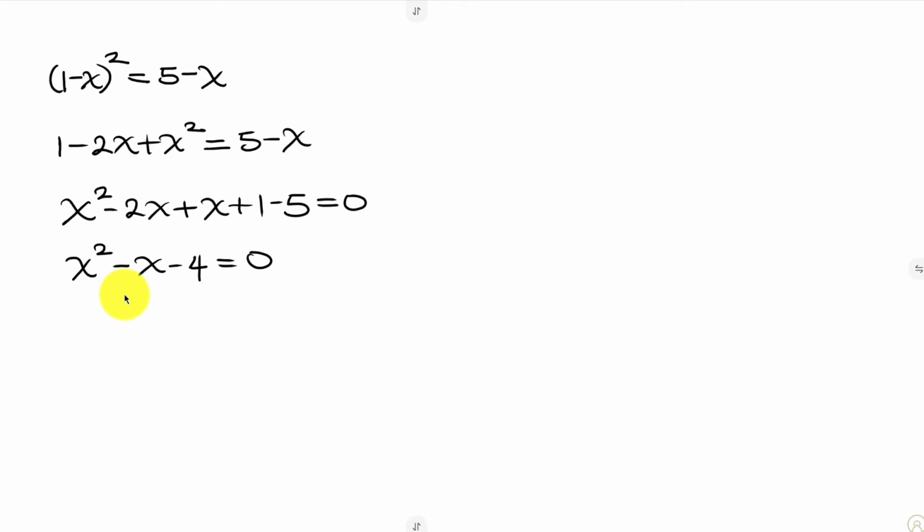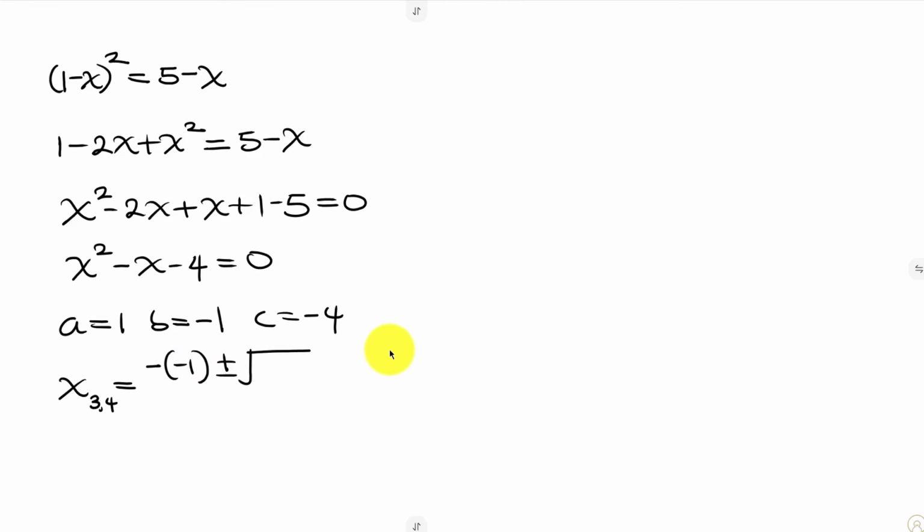Now we have another nice quadratic equation. And we're going to be using the quadratic formula to solve this. Now our a from here is 1, but our b is negative 1, and our c is negative 4. So since we're looking for x values, remember this is a third and fourth value. This is equal to minus 1, that is negative b, plus or minus the square root of b squared, so that will be negative 1 squared, minus 4 times a times c, all over 2 times a.